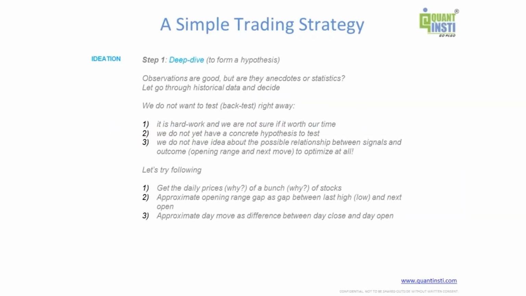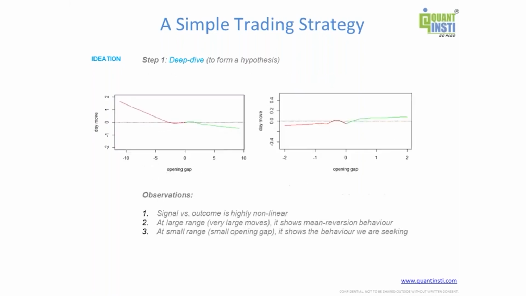And of course, if something we find is only applicable for a single stock, then probably it's just a statistical fluke. It is not really a tradable strategy. So what we'll do is approximate the opening range gap as the gap between the last high or low, as applicable, whether it is up or down, versus the next open. And we'll approximate the subsequent move as the difference between the same day close minus the same day open. And we will be using log prices just to make things easier for us. And let's see what happens.